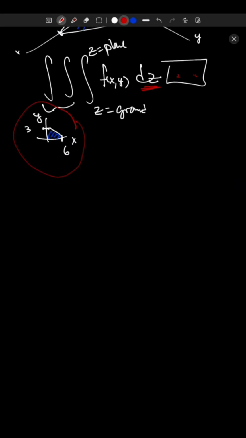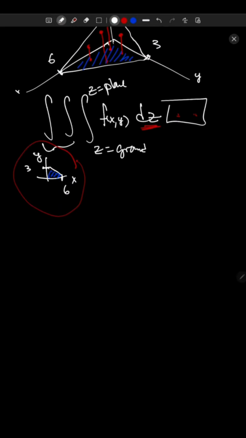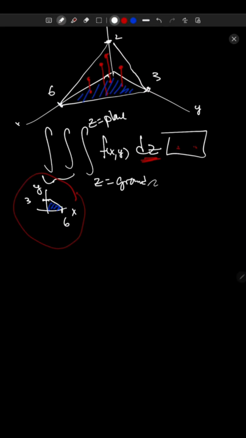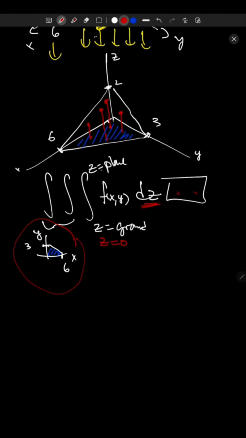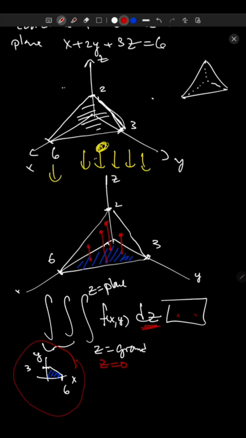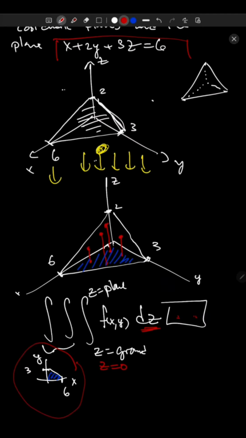In any case, our full integral is going to be, well, z equals the ground. That's just going to be z equals 0. And z equals the plane. Well, the plane is x plus 2y plus 3z equals 6, and so that's going to be z equals, throwing everything else to the other side, 6 minus x minus 2y, all over 3.